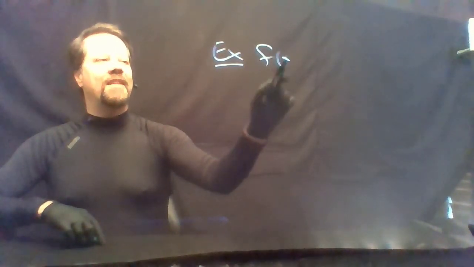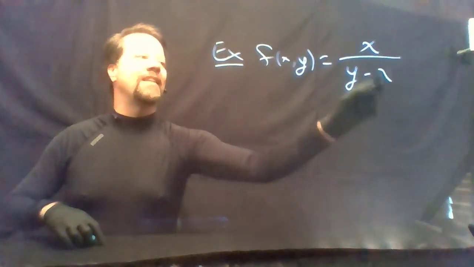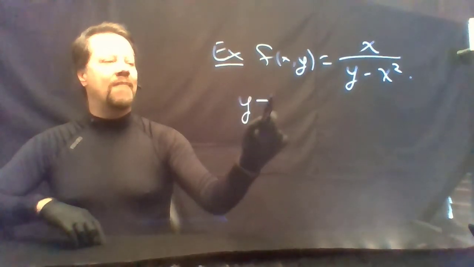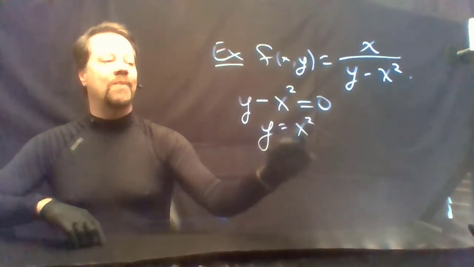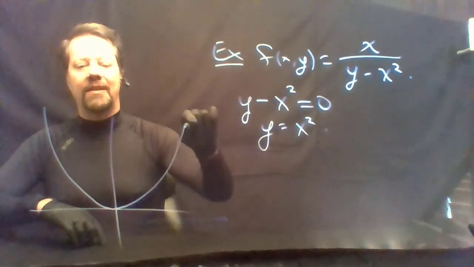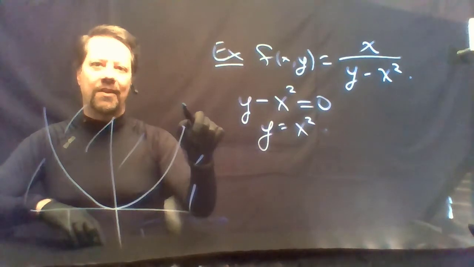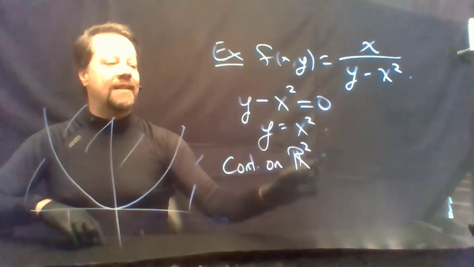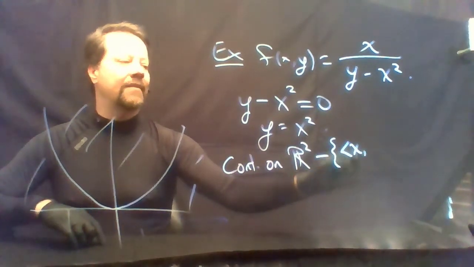Let's do the same thing for the function, say, x over y minus x squared. Again, we require y minus x squared not to be equal to 0. If it is 0, y equals x squared. So this function will be continuous everywhere except on the parabola. So it's continuous in here and continuous out here, but it's not continuous on the parabola. So this is continuous on R2 except for the points where y equals x squared.